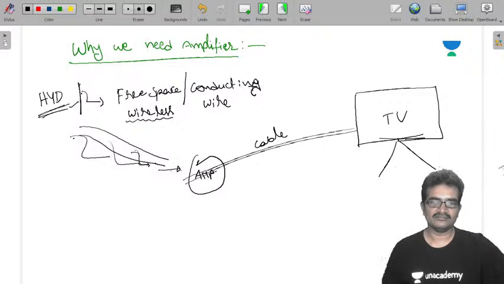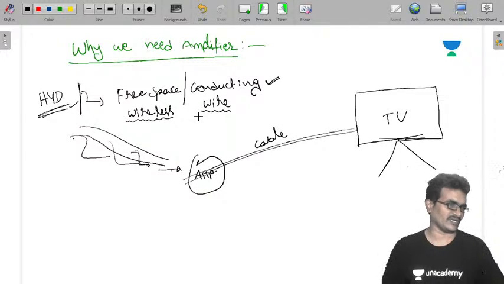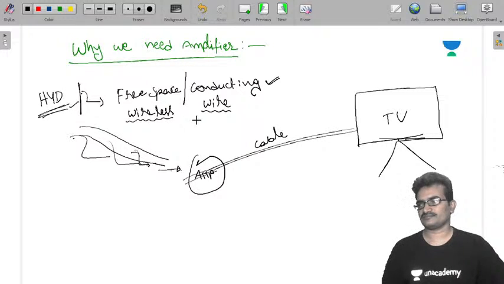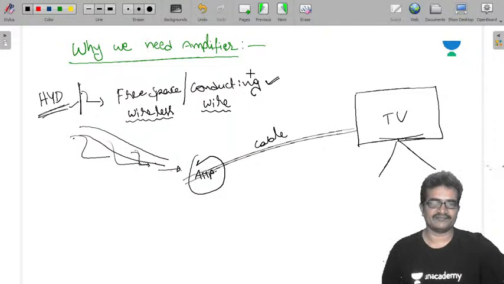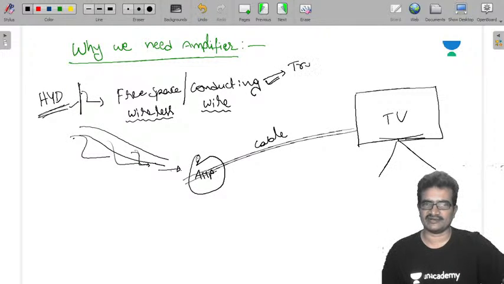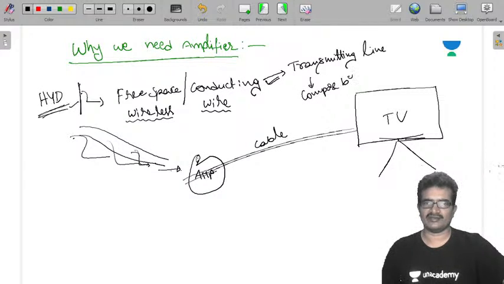At the same time, in a conducting medium, here it is a wire, we are using a wire. A wire or a conductor is a type of transmission line. You can consider it a transmitting line. So you can compose it by RLC elements, by RLC elements.